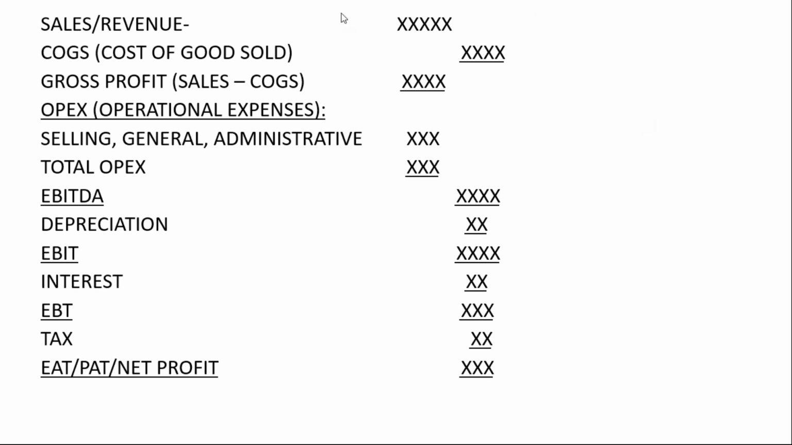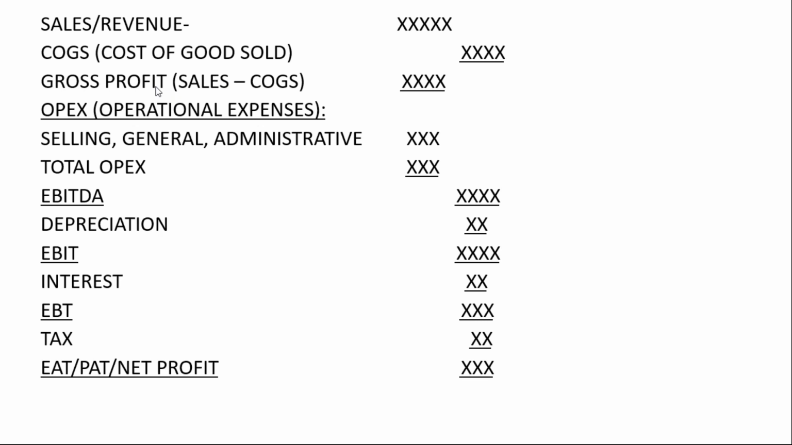With this, when you find the difference between the sales or revenue minus COGS, the value you get is called the gross profit. When you find the gross profit, it is not going to be the final profit. There are certain things which we have to bear.